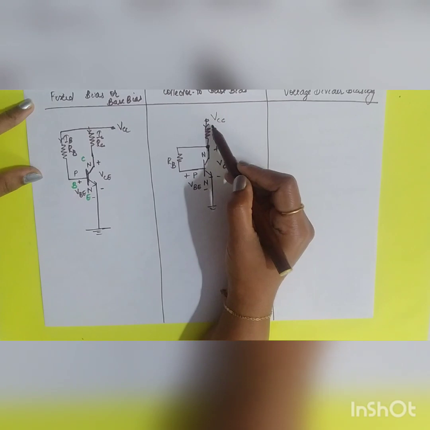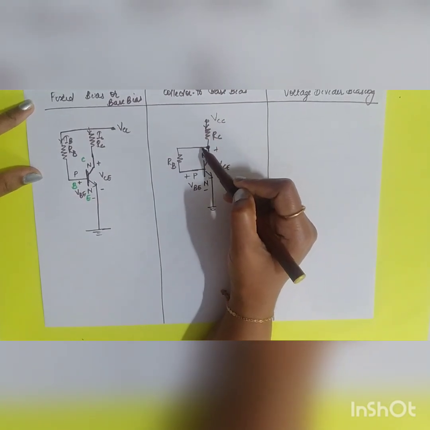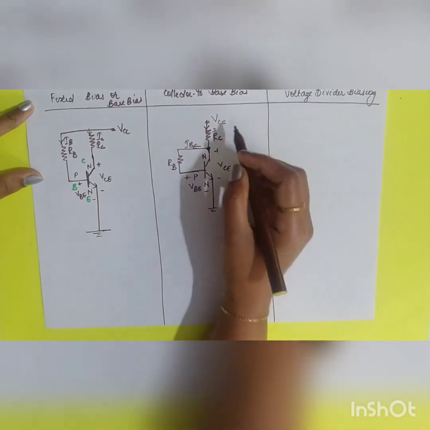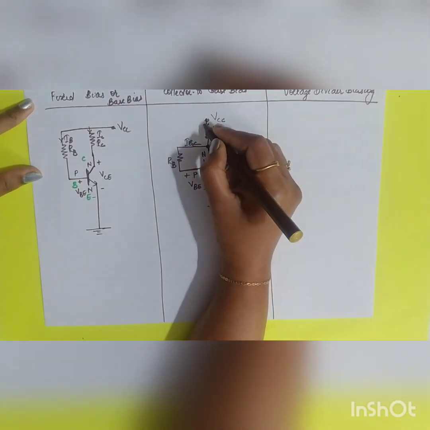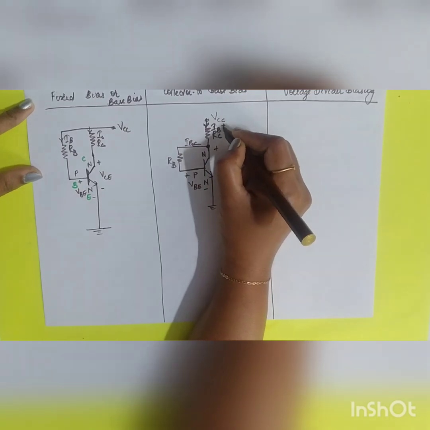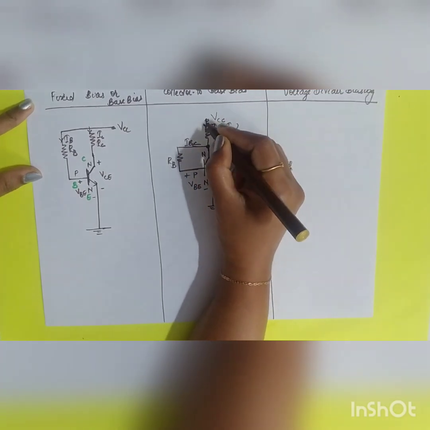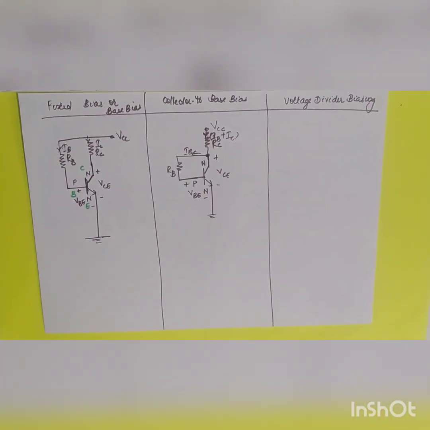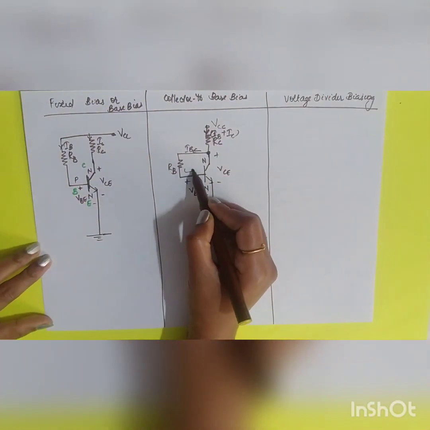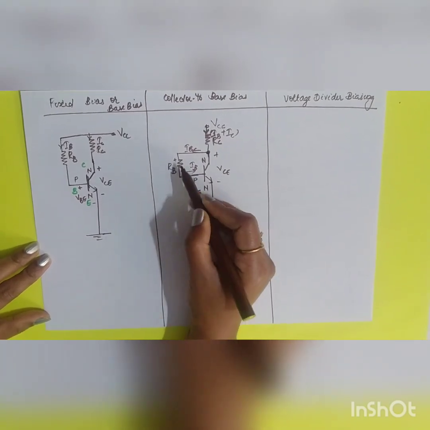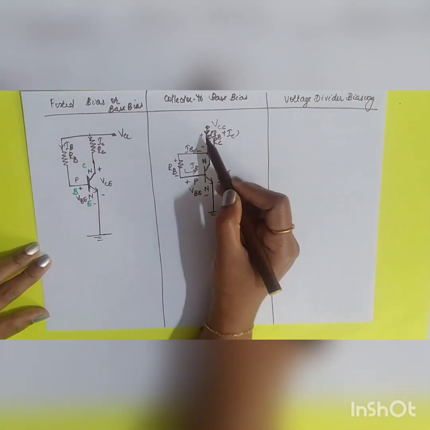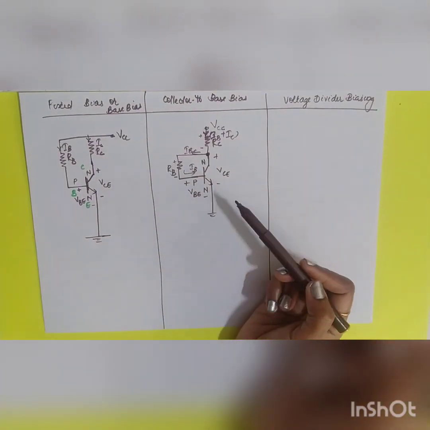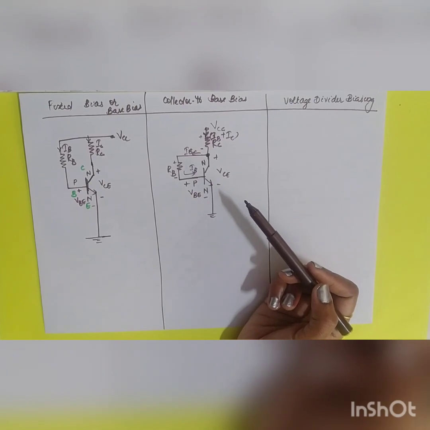In this case, what will be your current flowing? It will be the total current, that is your current IB as well as your current IC. So what will be your total current here? The current will be IB plus IC. That will be the current flowing from your VCC. Okay. So this is your diagram of your IB. So this will be your IB. Plus to minus. Plus to minus. Always the current will flow from positive to negative. So this is your diagram for your collector to base bias configuration.